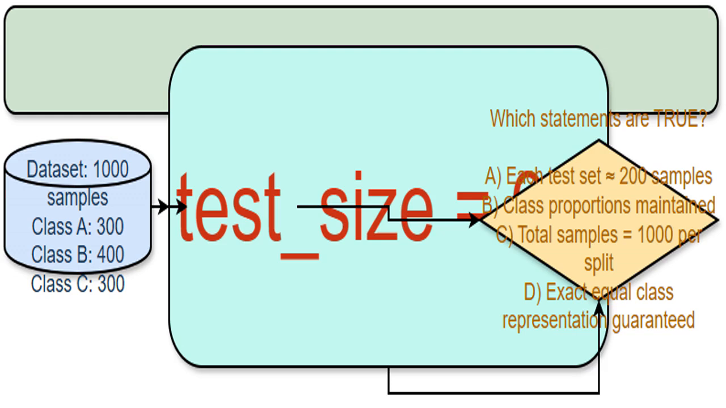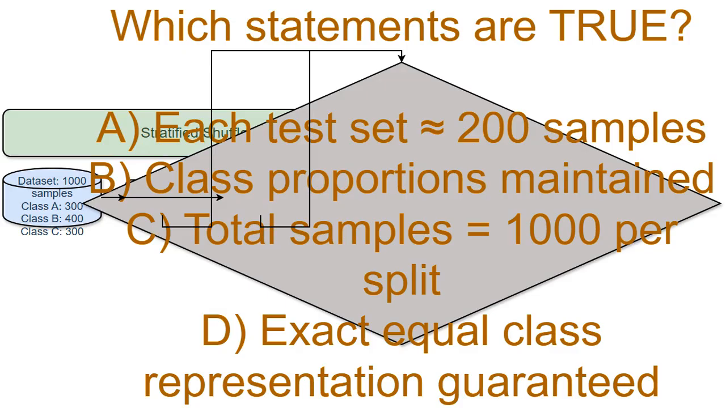In this case, that's 200 samples. 0.2 * 1000 equals 200 in each test set. This is the actual quiz question. It asks you to identify which statements are true about the train test splits that StratifiedShuffleSplit creates given the specified parameters.